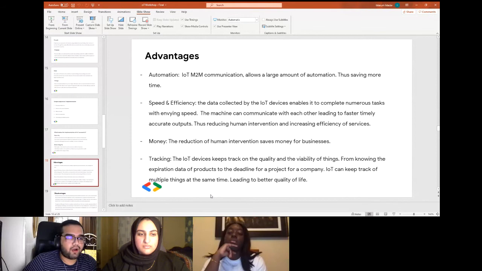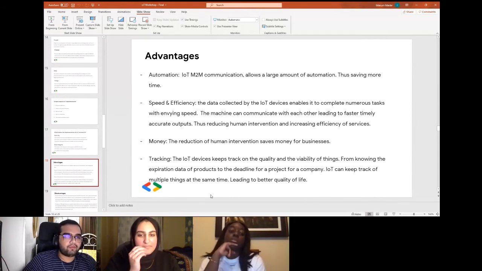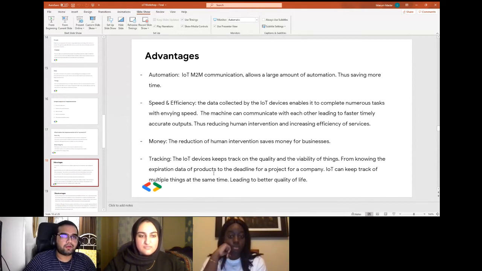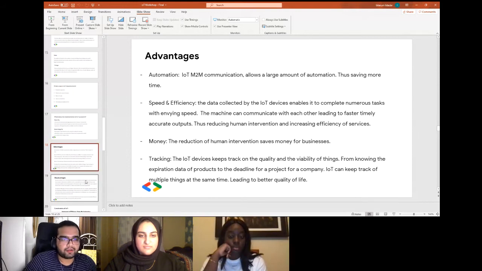And finally, tracking. IoT devices can keep track of the quality and viability of things we have. For example, for a product we bought from a superstore, it will know the expiry date, and it can keep track of multiple things at the same time, thus leading to a better quality of life.